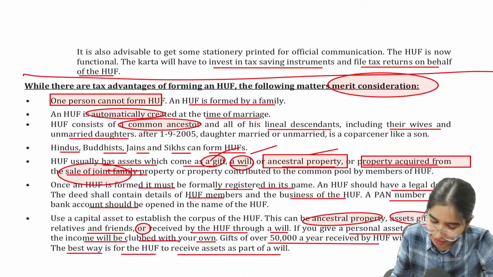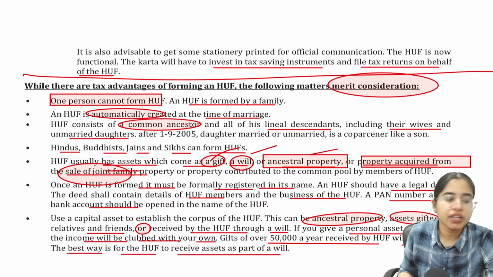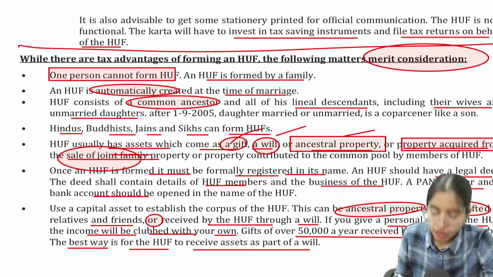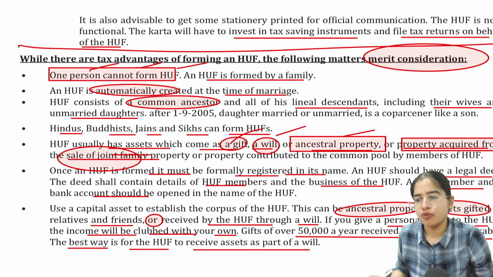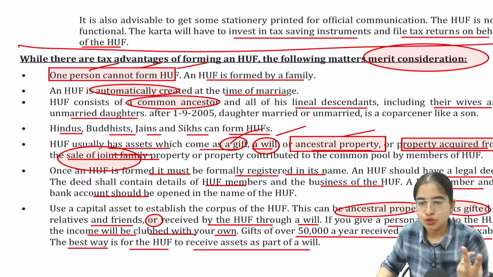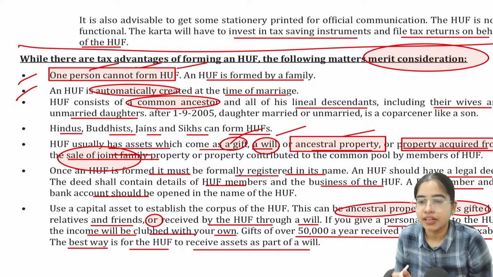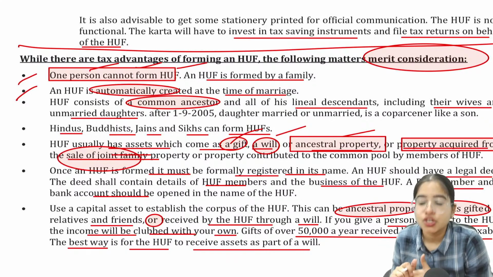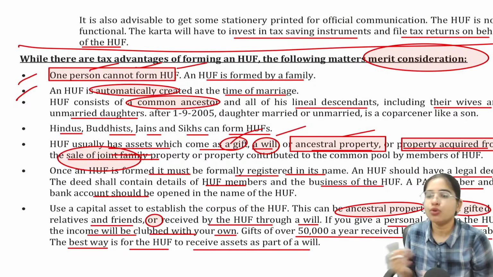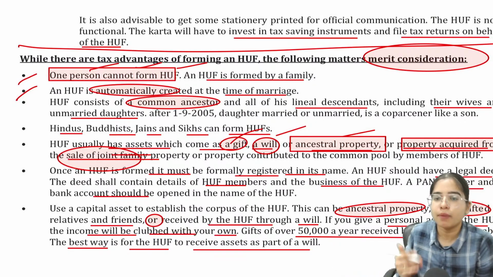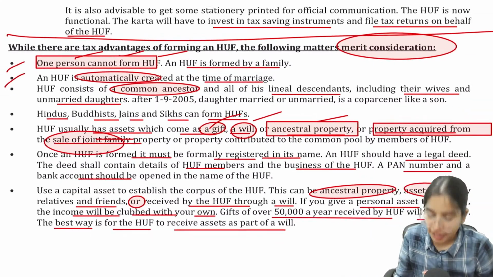What are certain merit considerations? Certain additional points are given with respect to HUF. One person cannot form a HUF. Obviously, like in a family, there should be at least two persons. HUF is automatically created at the time of marriage. So it's not that you have to become a partner; by virtue of your marriage, you become a member of that HUF.